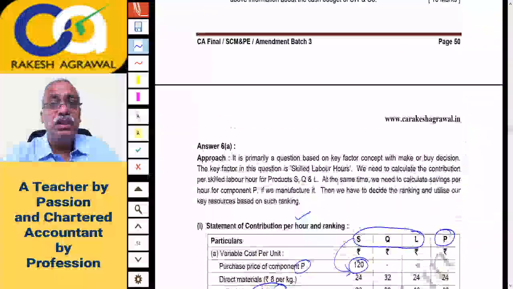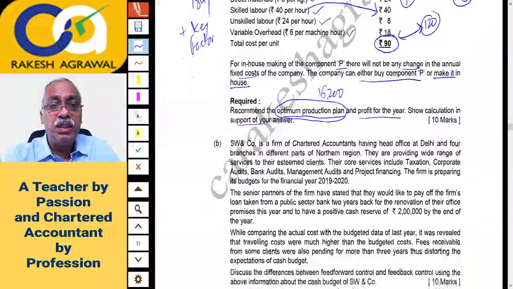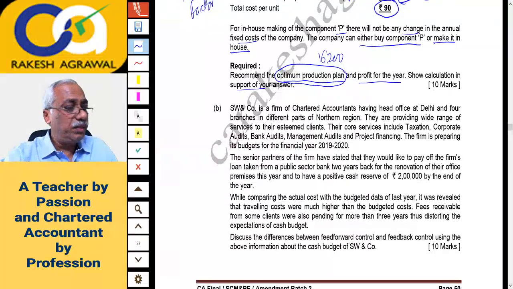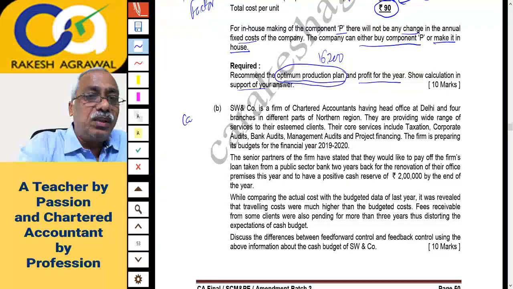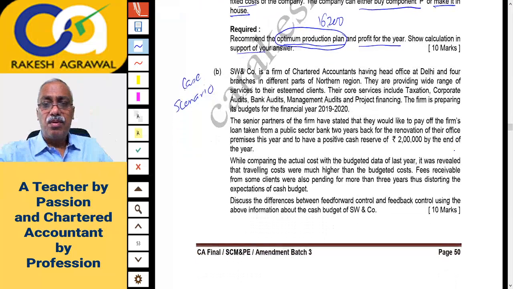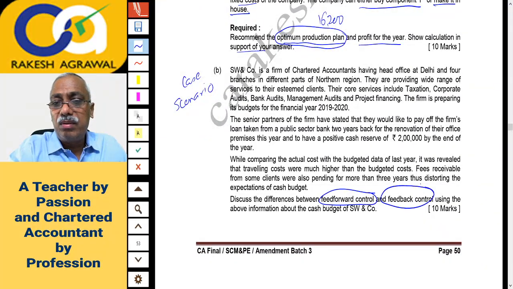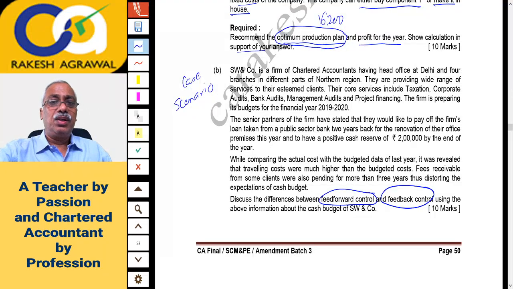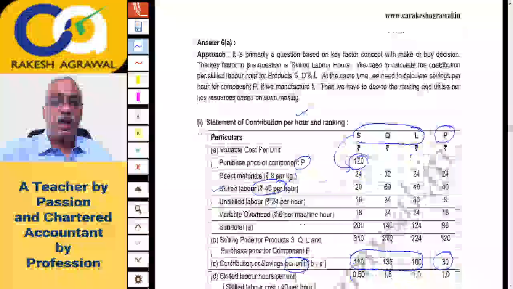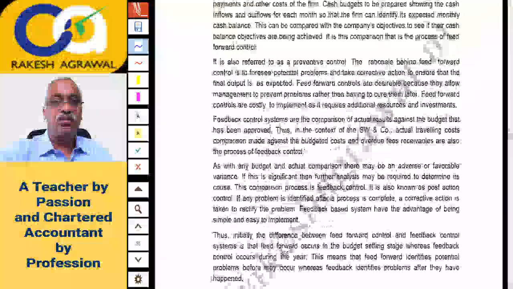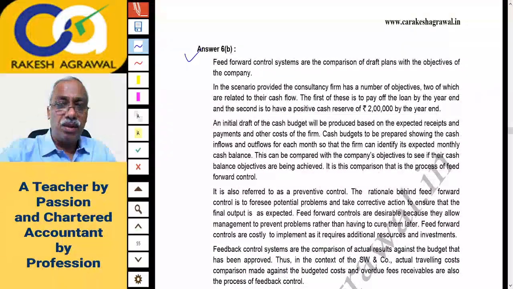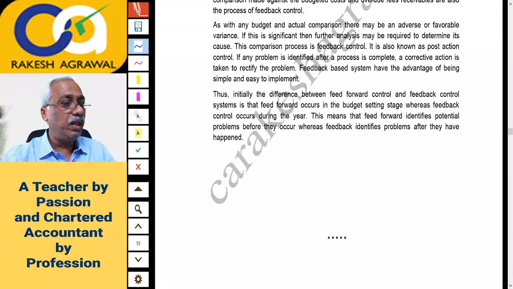Check the 6B question. What is 6B? Okay, the 6B is a case scenario. So it's a theory question. You can read the solution. This is case scenario on feedback control and feed forward control for 10 marks. So I'm leaving this to you. You can read this theory question on your own and check the solution also of this 6B. Right, on your own. And with this we have completed this suggested answer also.